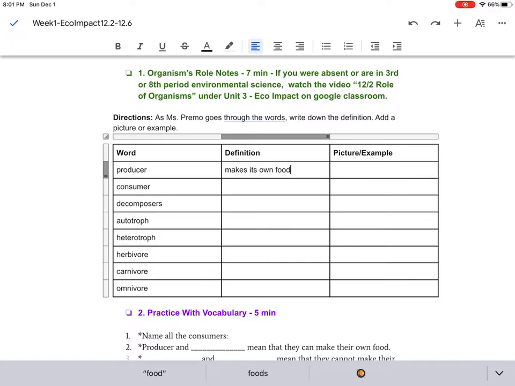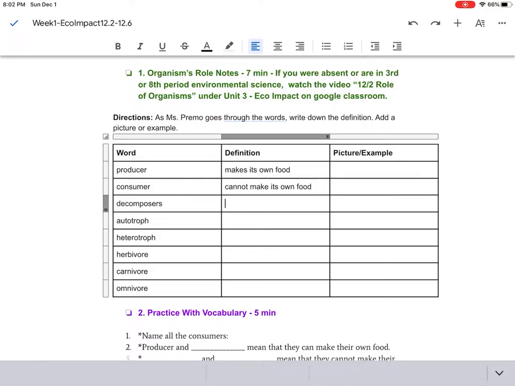Okay, so producer is something that makes its own food. This is something like a plant. They go through photosynthesis, so they can make their own food. A consumer is someone that cannot make its own food. So someone like humans, right? Humans are consumers because they can't actually make their own food. They have to eat something.